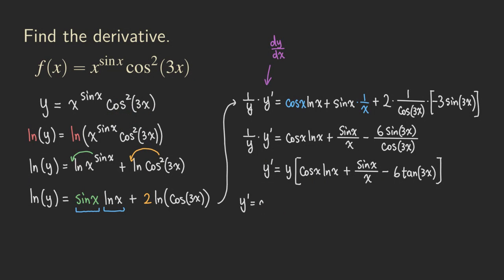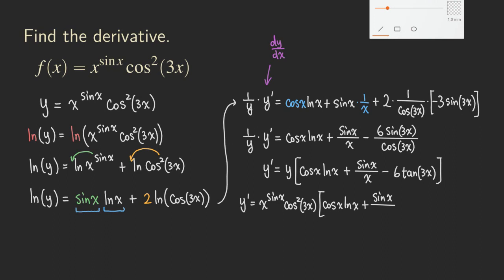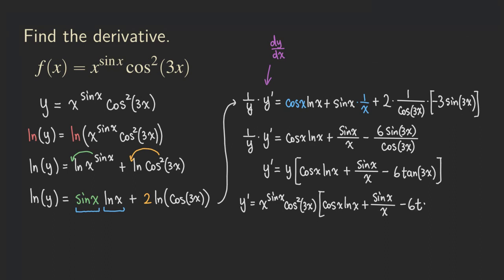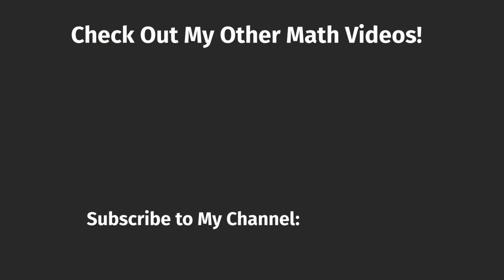So y prime, okay, is x sine x cosine squared 3x, and then cosine x ln x plus sine of x over x, and then minus 6 times tangent of 3x. Yeah, that's a lot of stuff, right? And that's all that. That's our final answer. It's a lot of stuff here. Okay? So that's it for this problem.